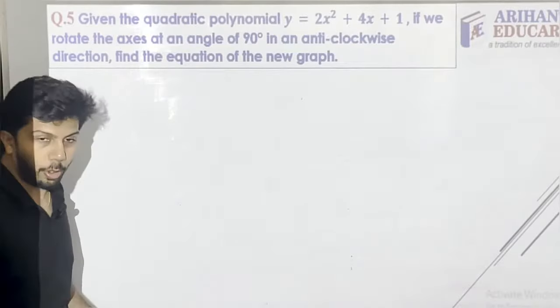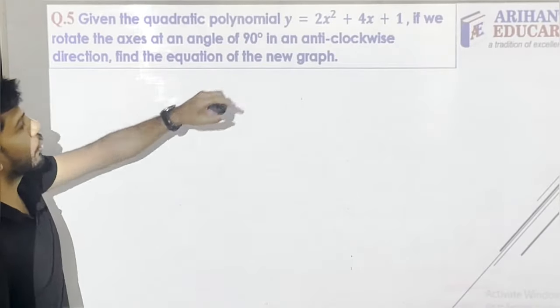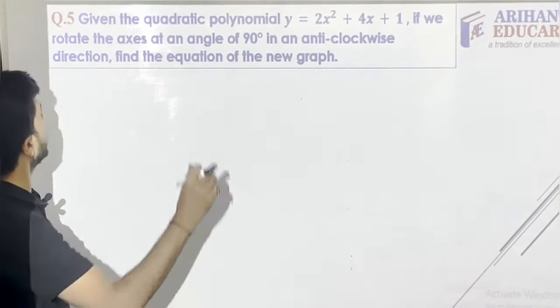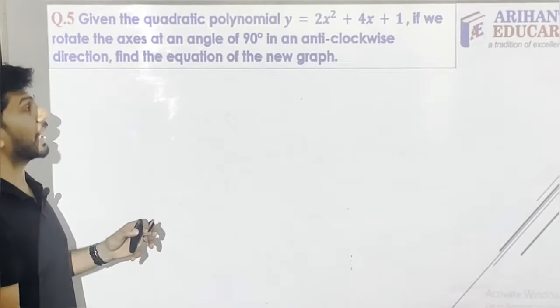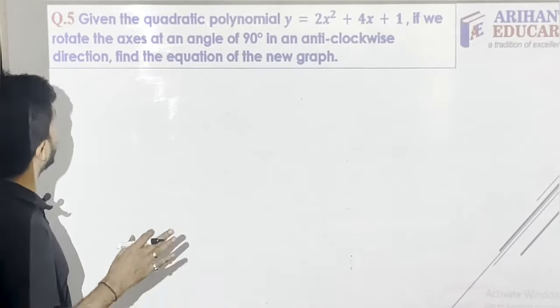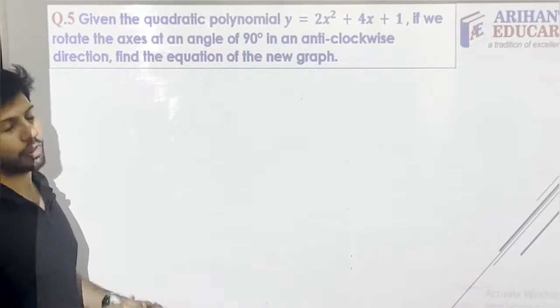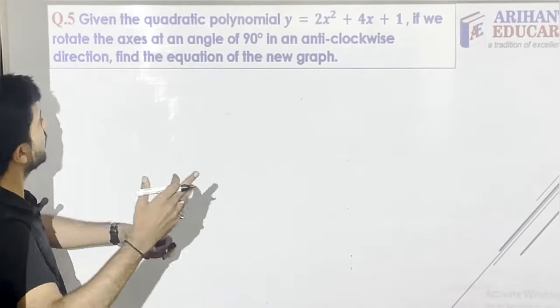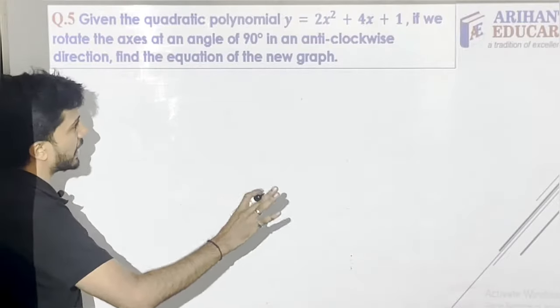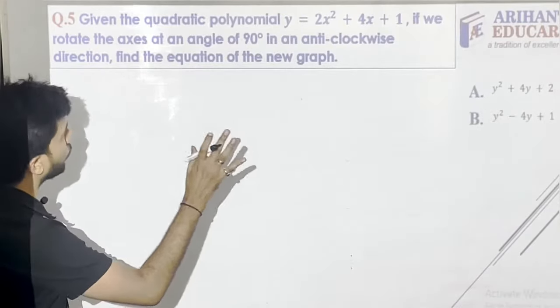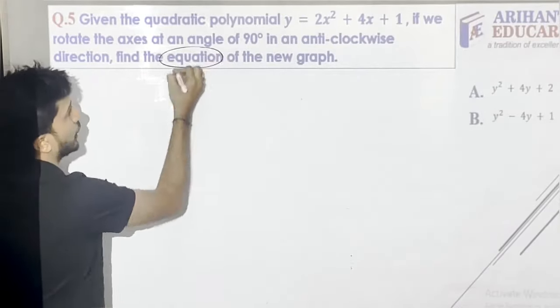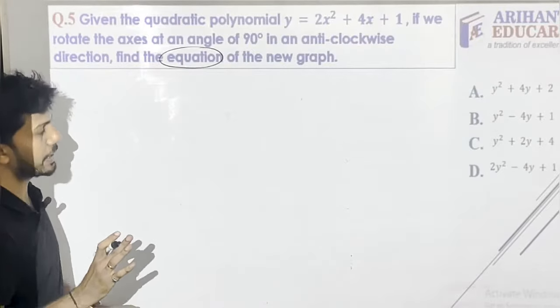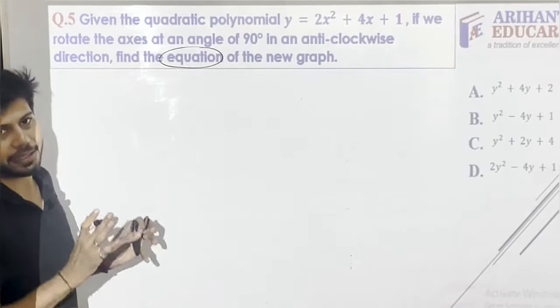Given the quadratic polynomial y equals 2x square plus 4x plus 1. If we rotate the axis at an angle of 90 degrees in an anti-clockwise direction, find the equation of the new graph. Yeah, I didn't understand anything. Everyone is shaken. Let's break it down easily. Let's see the options as well. We have been asked to find a new equation, and these are the 4 options; I have to check which of them is the correct equation.